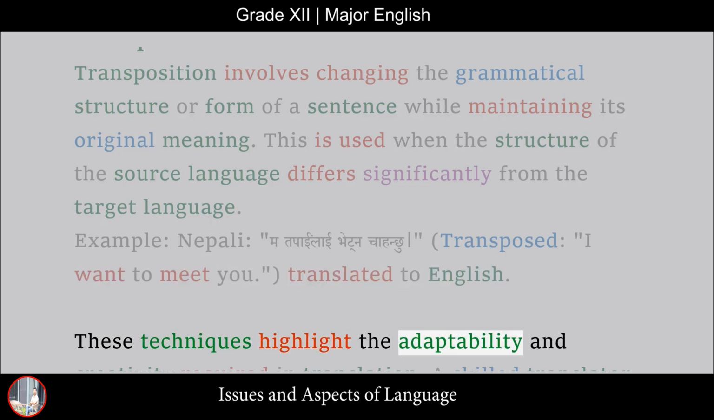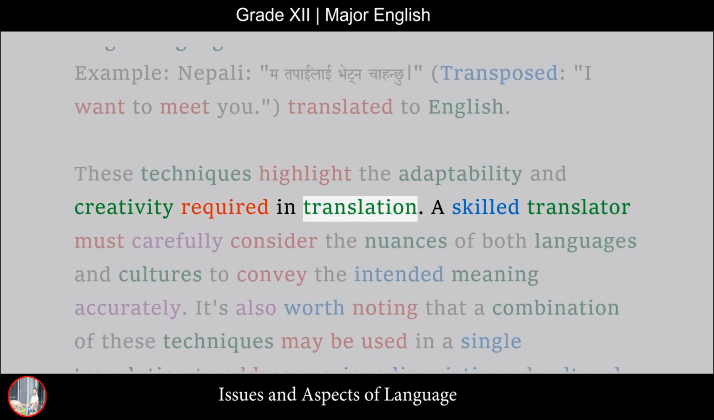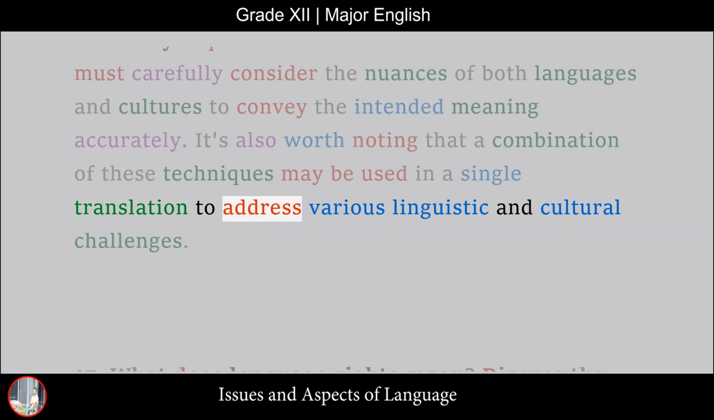These techniques highlight the adaptability and creativity required in translation. A skilled translator must carefully consider the nuances of both languages and cultures to convey the intended meaning accurately. It's also worth noting that a combination of these techniques may be used in a single translation to address various linguistic and cultural challenges.